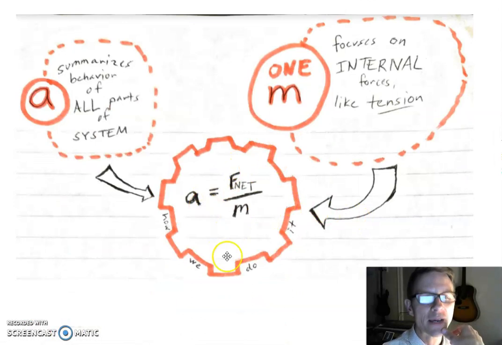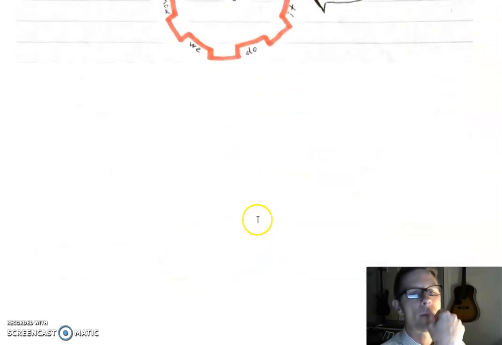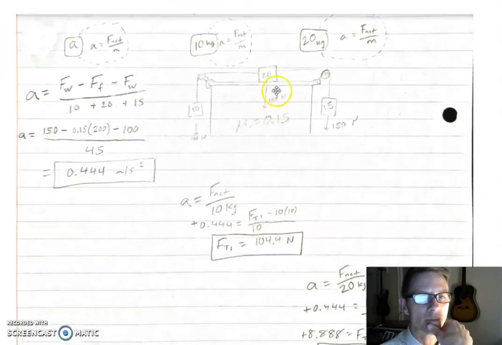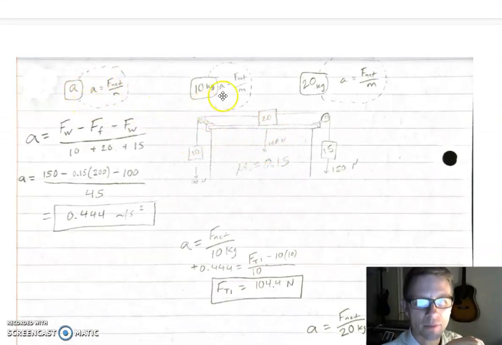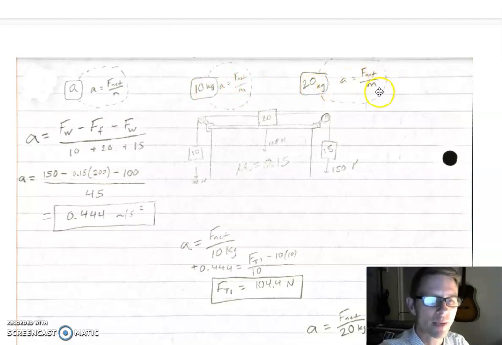We are applying F net over m. The gears imply a mechanical utility about that. Like that's what we do. Here I go, I'm going to solve this thing. Sorry about the faded PDF scan here, but my first step is I'm going to get F net over m. Then I'm going to focus on the 10 kilogram mass. Again, I'm going to use F net over m. Then I'm going to focus on the 20 kilogram mass. And again, I'm going to use F net over m. But there's going to be different net forces in each situation.